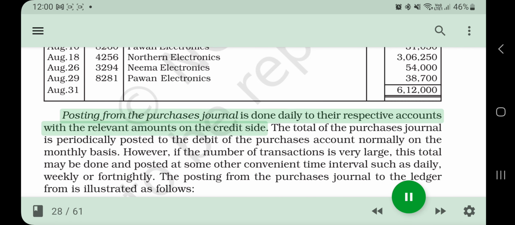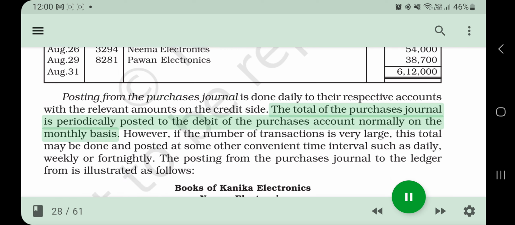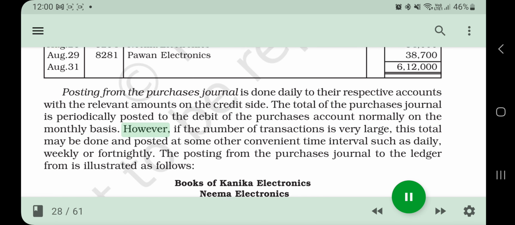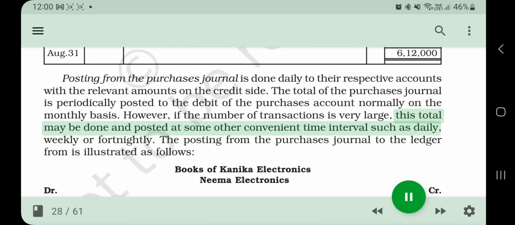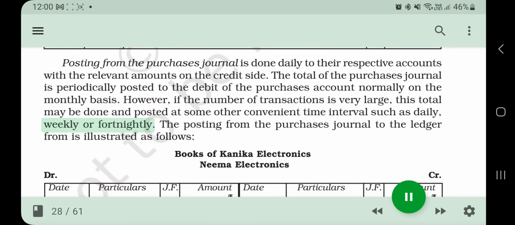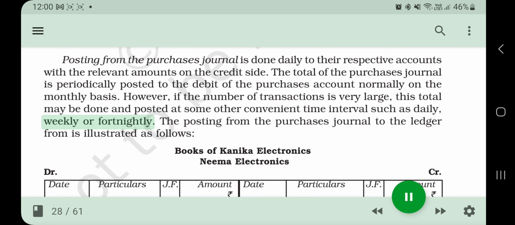Posting from the Purchases Journal is done daily to their respective accounts with the relevant amounts on the credit side. The total of the Purchases Journal is periodically posted to the debit of the purchases account, normally on a monthly basis. However, if the number of transactions is very large, this total may be done and posted at some other convenient time interval such as daily, weekly or fortnightly.